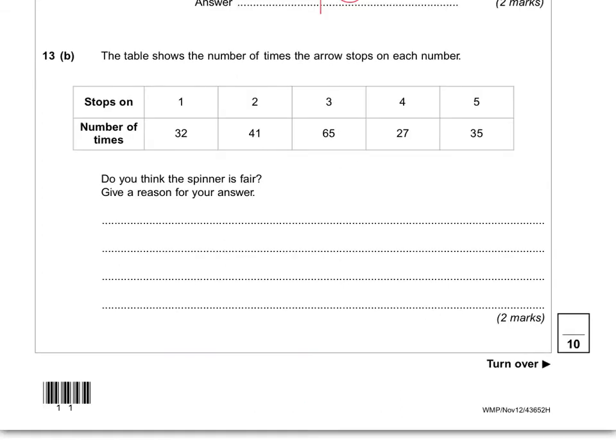13 Part B. The table shows the number of times the arrow stops on each number. Do you think the spinner is fair? Give a reason for your answer. Now, if the spinner were actually fair, then we would expect it to land on each number around about 40 times. It lands on the number 2 about 40 times, but you can see it lands on the number 3 65 times, and it lands on the number 4 27 times, so not quite 40 in either case. So there's a possibility that the spinner is actually biased, and particularly biased towards the number 3.